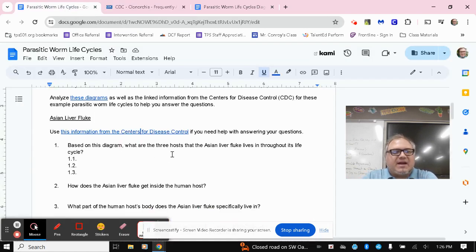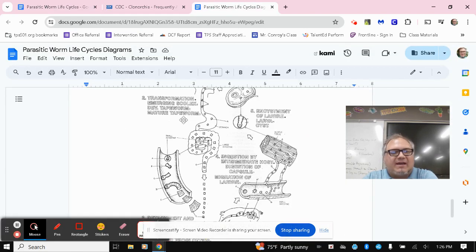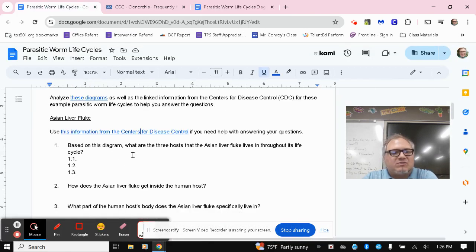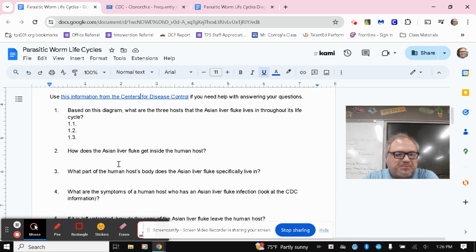So based on the diagram, what are the three hosts that the Asian liver fluke lives in throughout its life cycle? Again, look at the included diagrams on that link to kind of help you figure out which organisms besides the worms are present there. What are they traveling through?